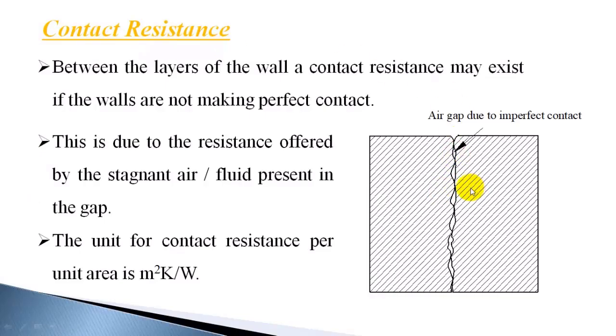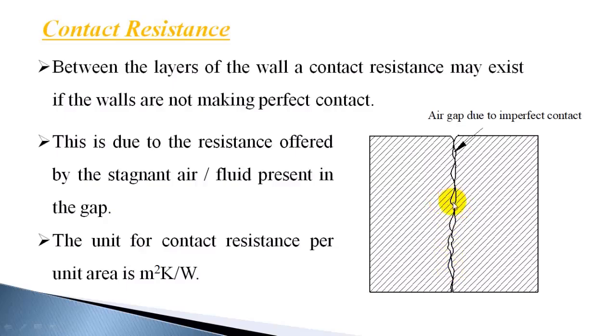When two layers come in contact, most of the time these two layers will not make perfect contact due to surface irregularities. If you magnify and see, you can see the surface irregularities, and the contact will happen only at certain points. Between these gaps, air or any other fluid might be present, and this will impose resistance to the heat flow.